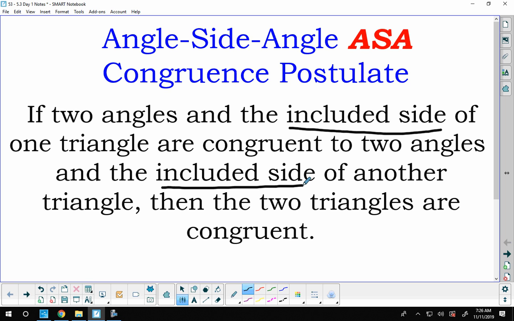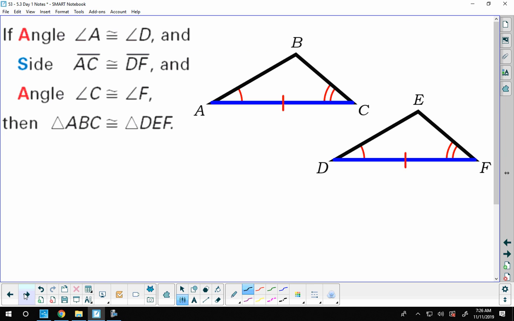So similar to section 5.2, where we looked at the side-angle-side congruence postulate, the angle had to be the included angle. Same thing here, the side has to be the included side between these two angles. So let me show you a picture. Here we have angle, included side, angle. So this is the side between these two angles.